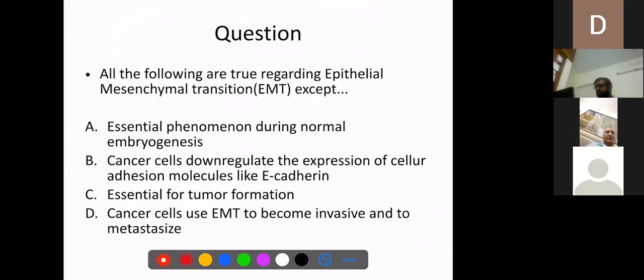Excellent. It is C. So epithelial mesenchymal transition is an essential phenomenon during normal embryogenesis. I told you, cancer cells downregulate the expression of cell adhesion molecules like E-cadherin. That is important. Only if they downregulate the E-cadherin, otherwise E-cadherin will not allow you to detach from the cells. So this is important, and it is not essential for tumor formation. It is essential only for tumor invasion and metastasis. Cancer cells use EMT to become invasive and metastasize. All others are correct. So it is not essential for tumor formation. It's only for invasion and metastasis.